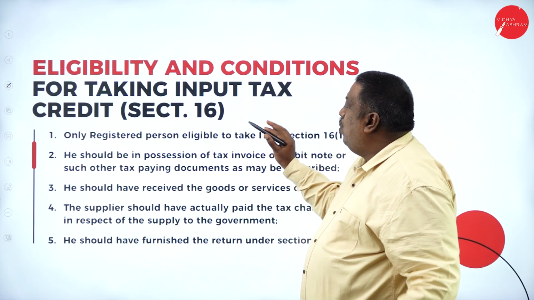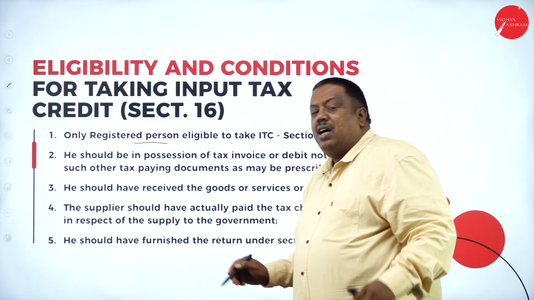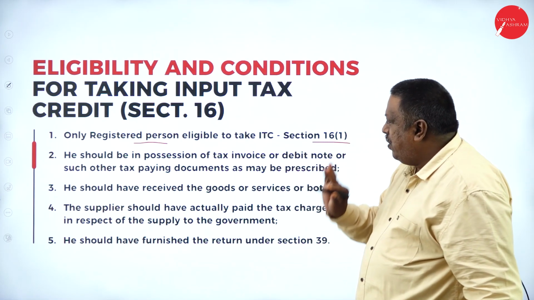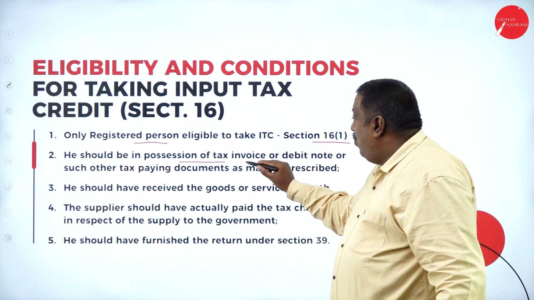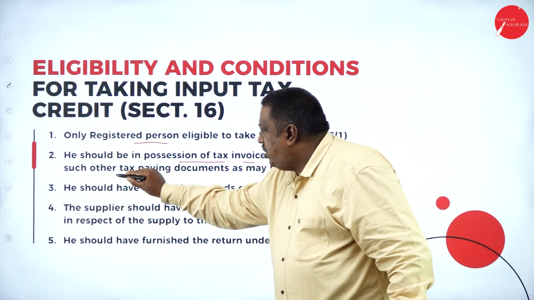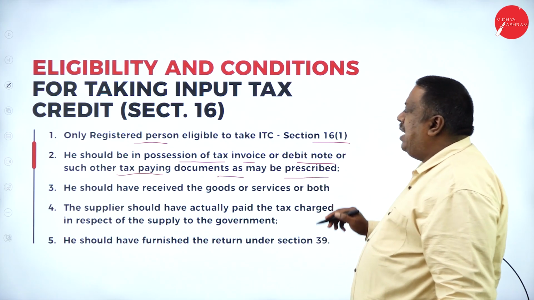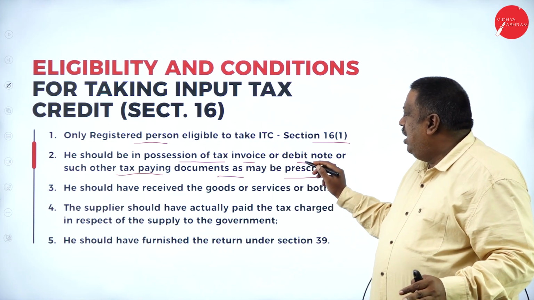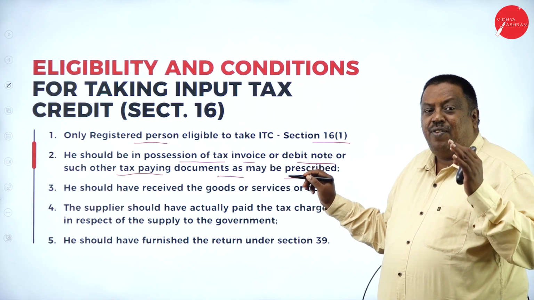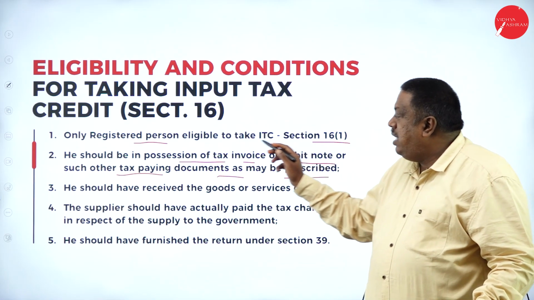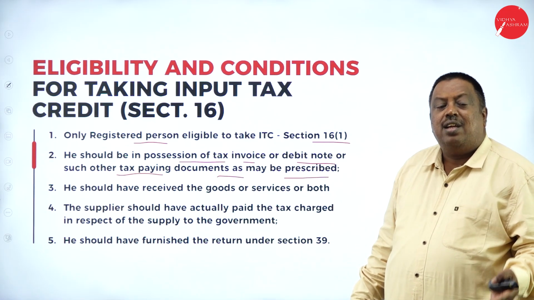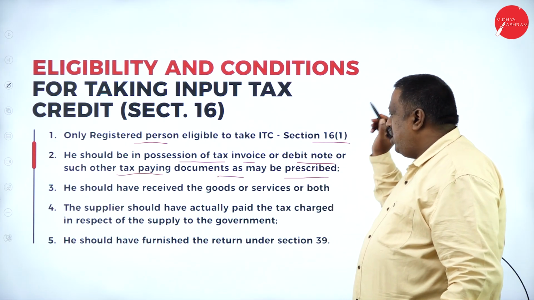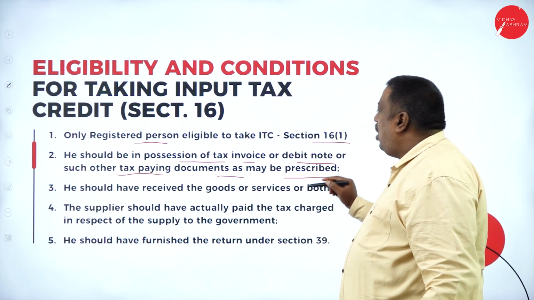Who is eligible? Only a registered person, according to GST Council 2017, as per section 16 subclause 1. He should be in possession of a tax invoice or debit note, or such other tax paying documents as may be prescribed. The first document he should have is a tax invoice or a debit note. If he doesn't have a tax invoice, debit note, or any supporting documents related to the GST reverse charge, he is not eligible to claim any ITC as per section 16. He should have received the goods or services or both.